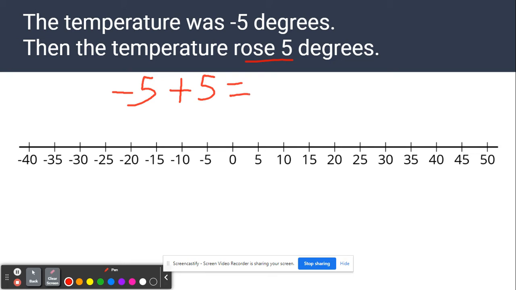So we have -5 plus 5. Well, let's check on our number line. My first number is -5, so I point to the first number. I'm going to add 5, so notice the number line goes by 5, so I add 5, and my top arrow now points to 0. So -5 plus 5 is 0.